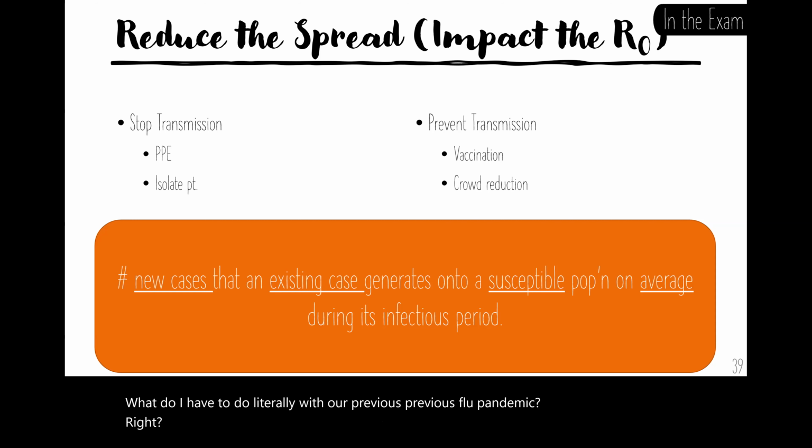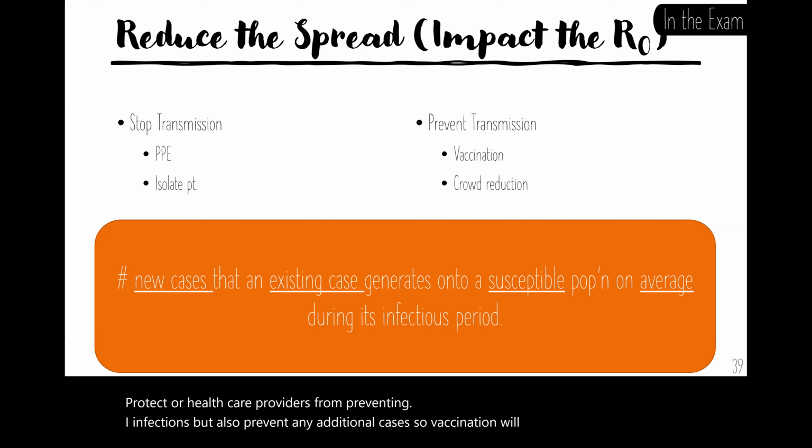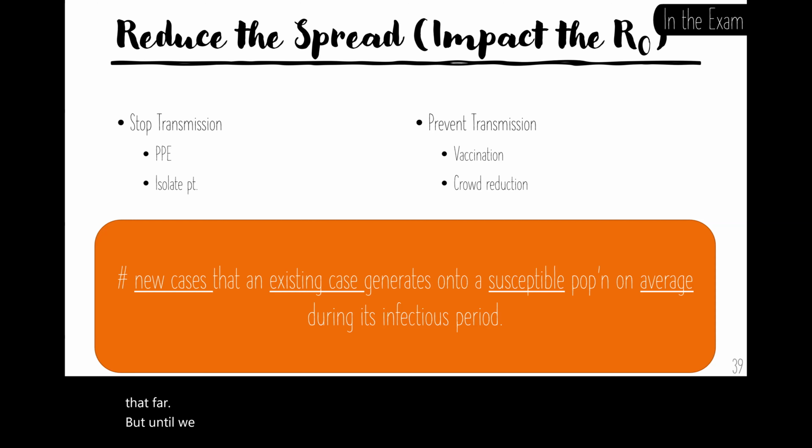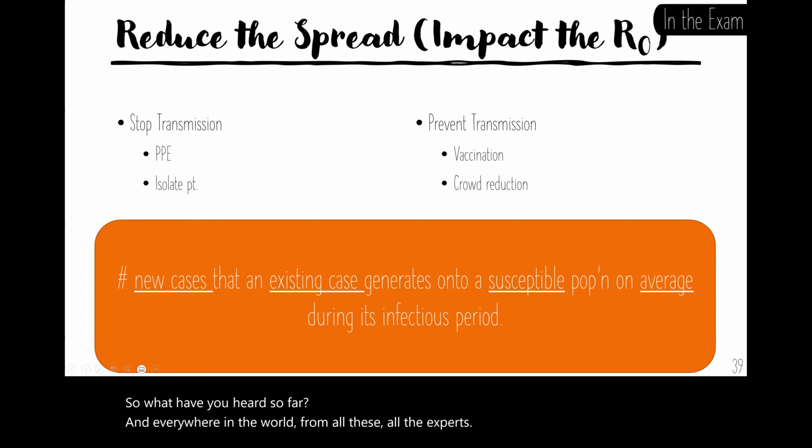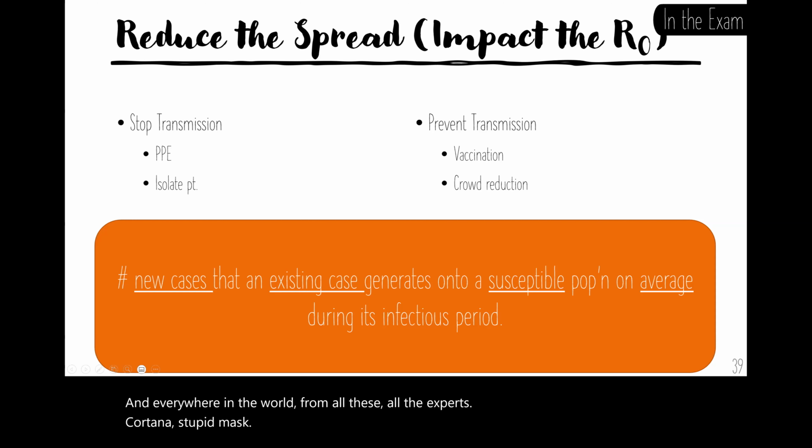So what we want to do is do both. Not only isolate the cases and protect our healthcare providers from allowing more infections, but also prevent any additional cases. So vaccination will be next. We haven't gone that far, but until we get to the level of vaccination, we need to reduce the crowds. So what have you heard so far? Everywhere in the world from all the experts: put on a mask, make a fun one because it makes you look cool, protect yourselves, and stop gathering.